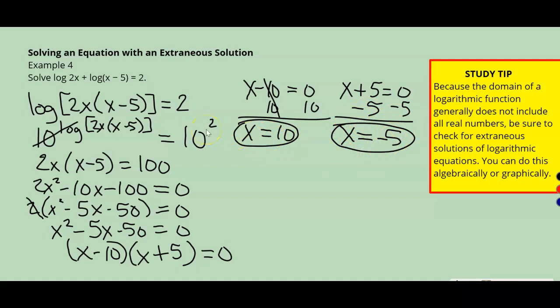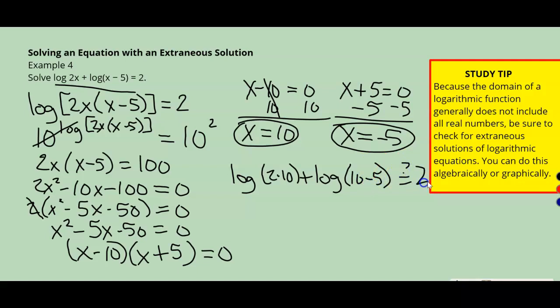So if we do that, we're going to go back to the original equation. So I'm going to have log of 2x, so log of 2 times 10, plus log of x minus 5. x in this case is 10 minus 5. Does that equal 2? So it's going to be log of 20 plus log of 5. Again, does that equal 2?